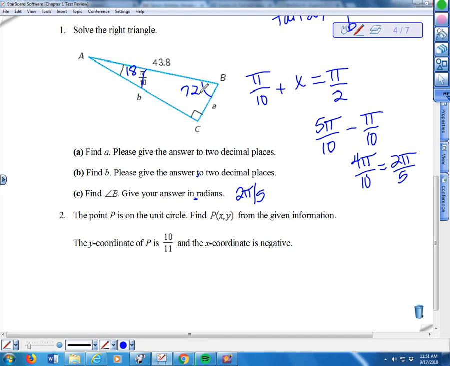So now I'm trying to find A. Well, in terms of this angle, it's cosine equals A over 43.8. Cosine 72 times 43.8 is 13.54 to 2 decimal places. And then B is going to be sine. So sine 72 times 43.8 is 41.66.